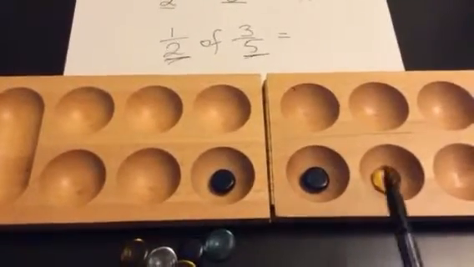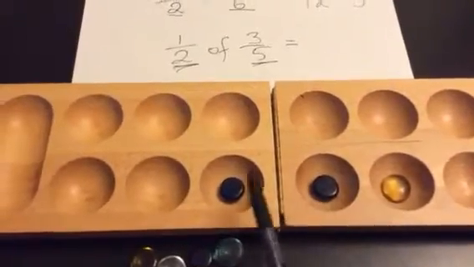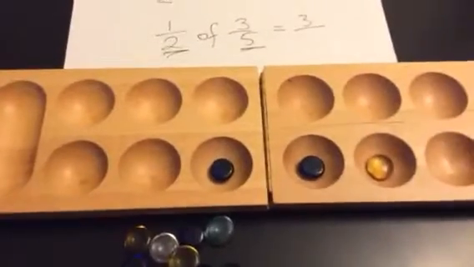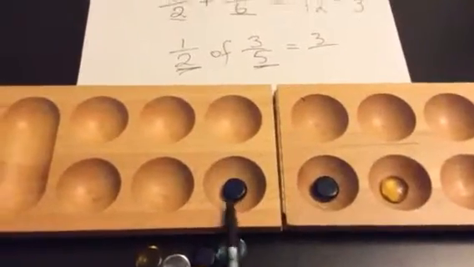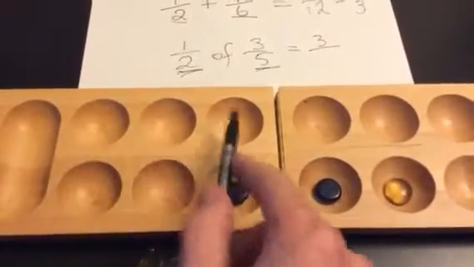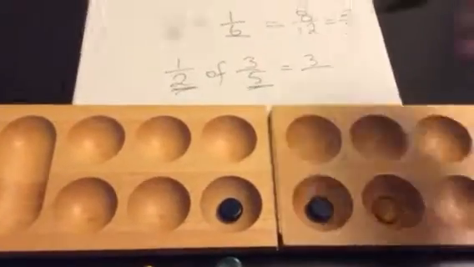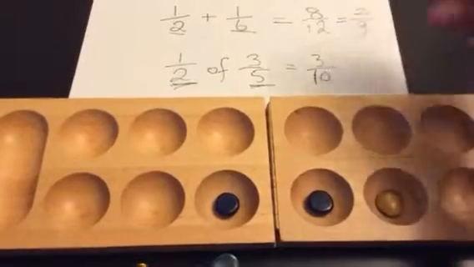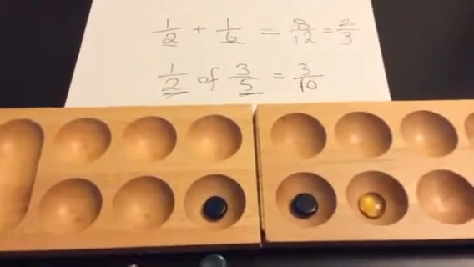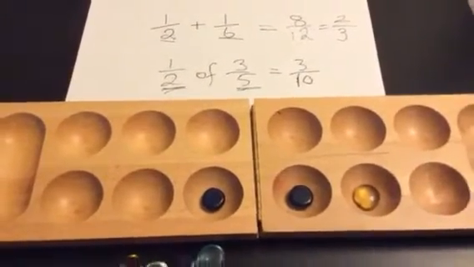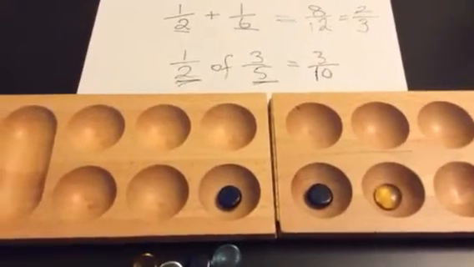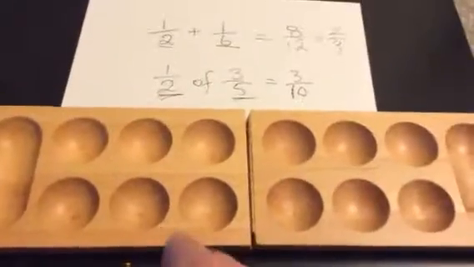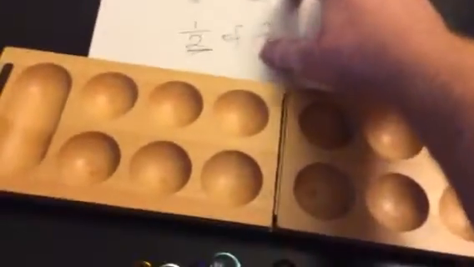So let's count them up. We're left with 1, 2, 3 out of a possible 1, 2, 3, 4, 5, 6, 7, 8, 9, 10. Ooh, my page is moving. 3/10. So our answer, a half of 3/5, is going to be 3/10. And that, grade 8s, is how you can represent our fractions using a model and using a math game called Mancala.